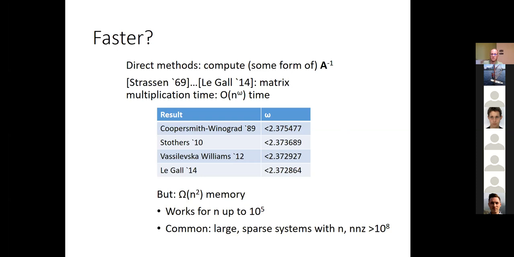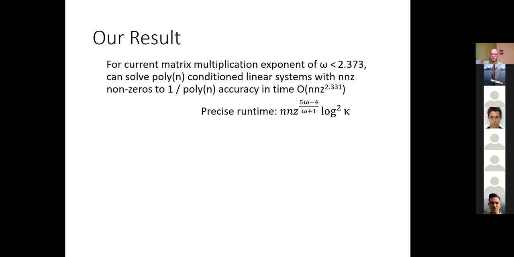So this leads to the question of whether it is possible to do better than direct methods. The main result I will present in this talk is that for the current matrix multiplication exponent of omega, 2.373, we can solve polynomially conditioned linear systems with nnz non-zeros to 1 over poly n accuracy in time roughly nnz to the 2.331. The precise runtime is nnz to the (5 omega minus 4) divided by (omega plus 1), times log squared kappa.